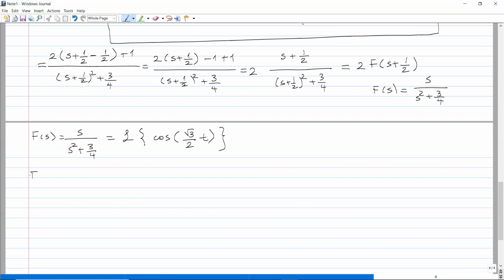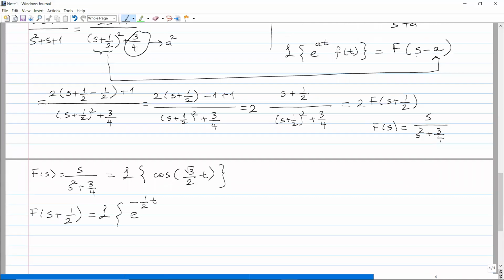So when I replace s with s plus 1/2, we have the Laplace transform of e to the power minus 1/2 t. It should be s minus a. So since I have s plus 1/2, it means this a is minus 1/2, so e to the minus 1/2 t cosine root 3/2 t.